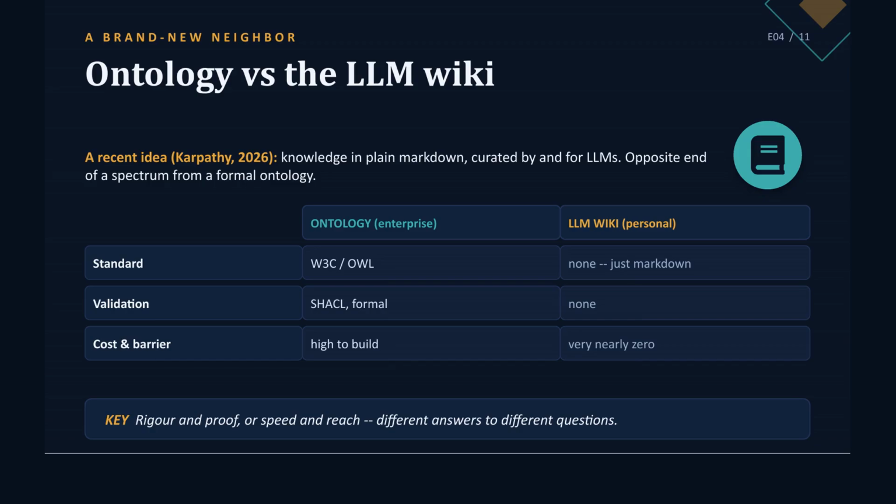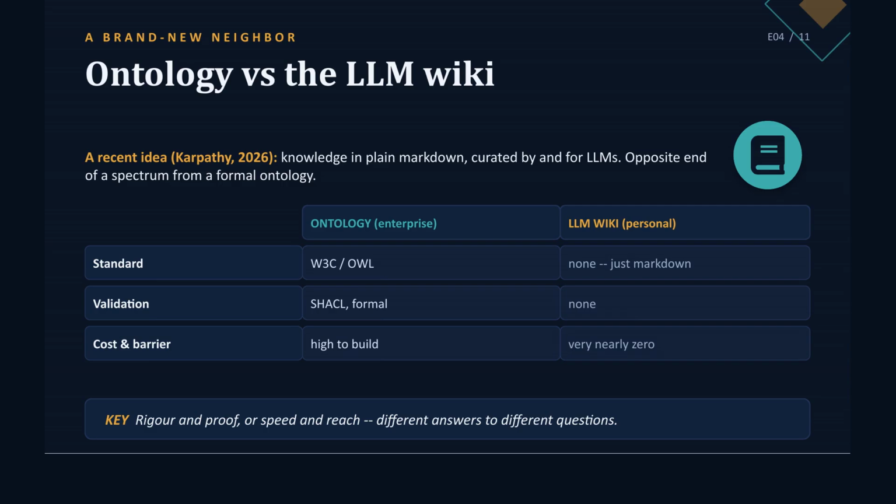There is one more neighbor worth naming, because it is brand new, and close to my own research, the LLM Wiki. Andrei Karpathy floated this idea quite recently, knowledge written in plain markdown, curated by and for language models. It is genuinely useful, and it sits at the opposite end of a spectrum from a formal ontology. An ontology is enterprise-grade, W3C standards, validation with SHACL, and a real cost to build. An LLM wiki is personal-grade, no standard, no formal validation, but very nearly zero barrier to start.